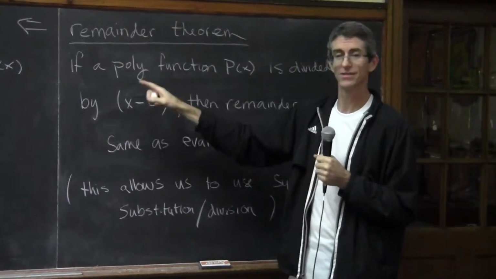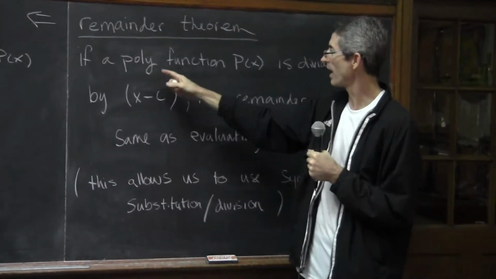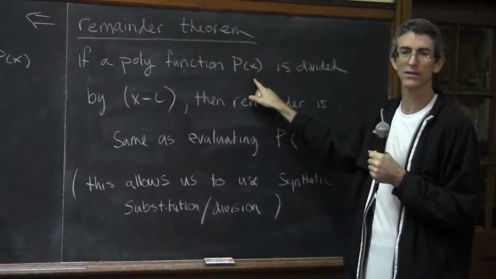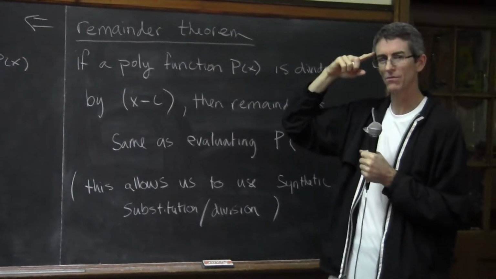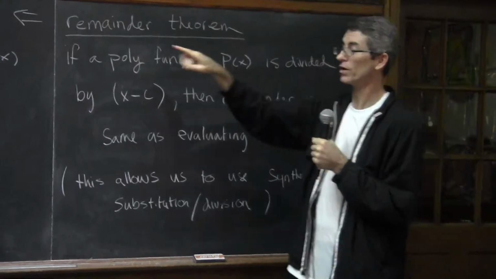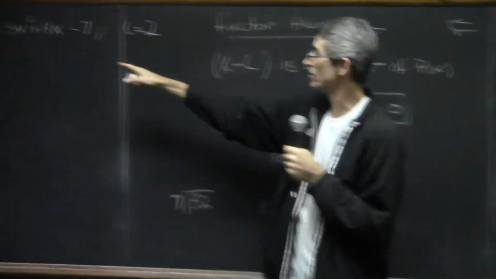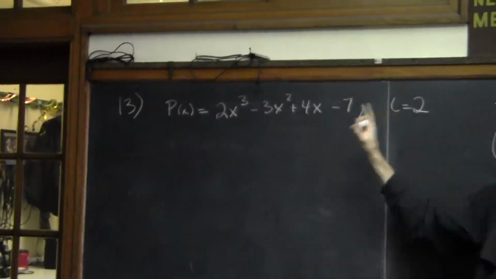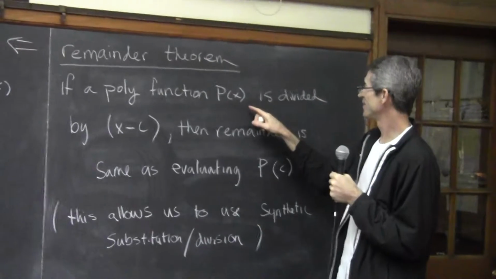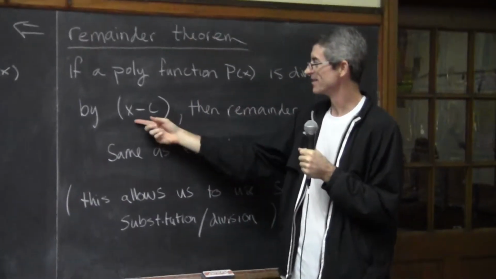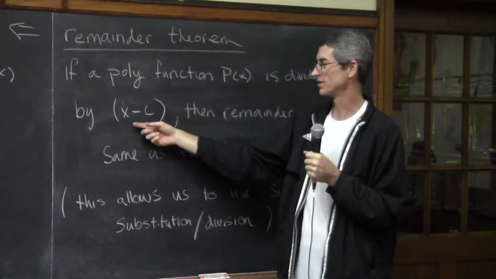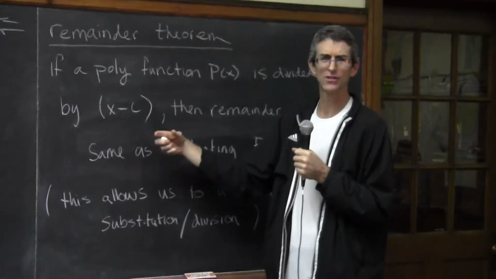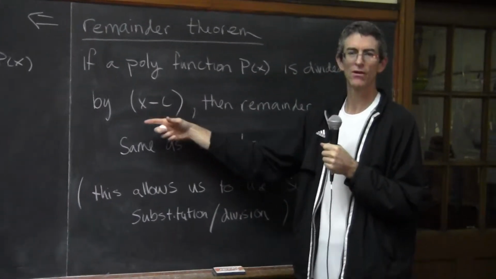It simply states, right, if a polynomial function such as p of x, so just imagine in your mind what that could be. That could be like over here. This is a polynomial function, right? 2x cubed minus 3x squared plus 4x. So if something like that is divided by just a linear expression like x minus c, so the c stands for like a number. It could be like x minus 1 or x minus 2.